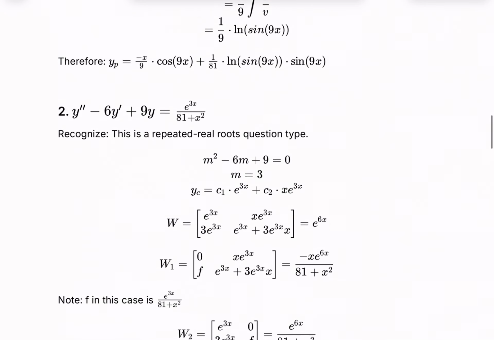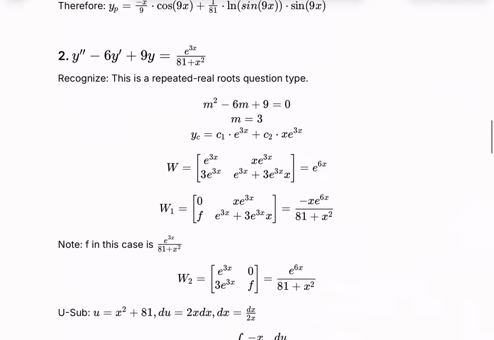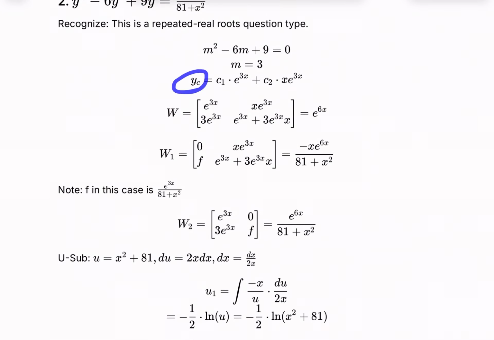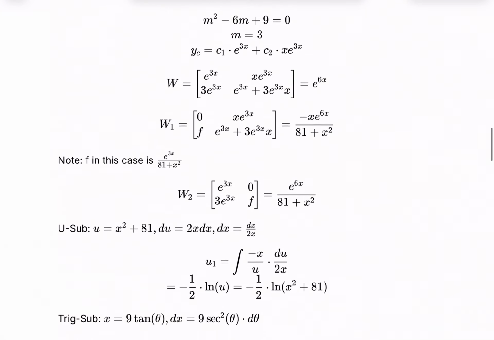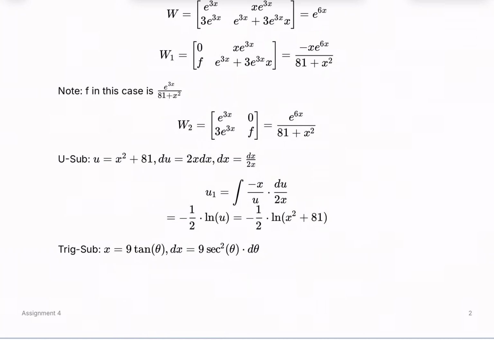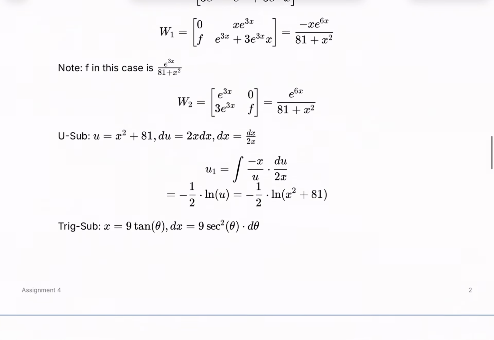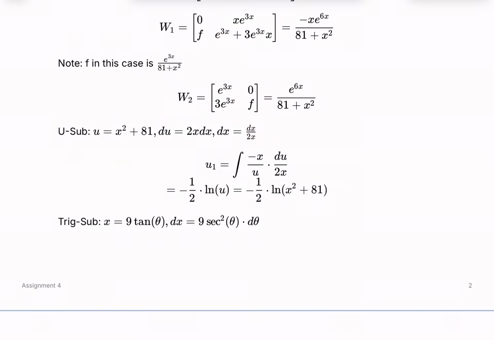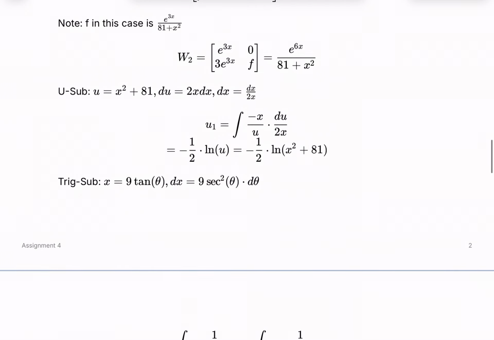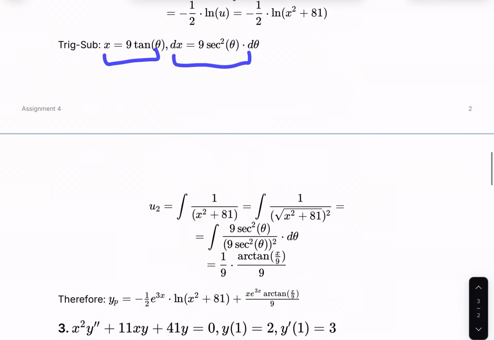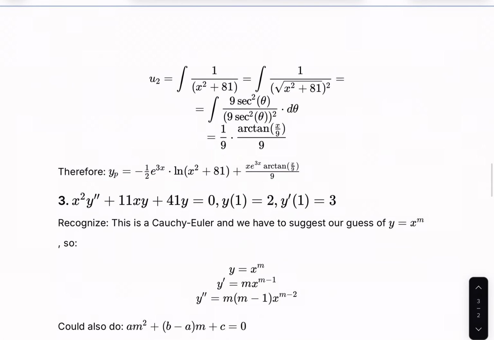Okay, so then we have the repeated real roots. We do our complementary, we find our m. You'll notice a pattern. We're going to do our Wronskian once again, and after we do our Wronskian, we do our U sub for U. We're told once again to use variation of parameters for the second question. And then we have to do a trig sub. So we isolate for our dx, and we do our trig sub as such.